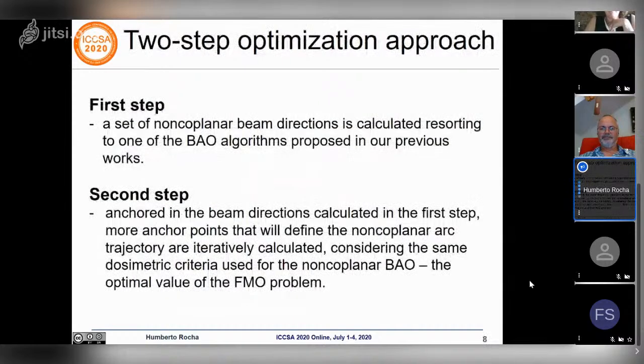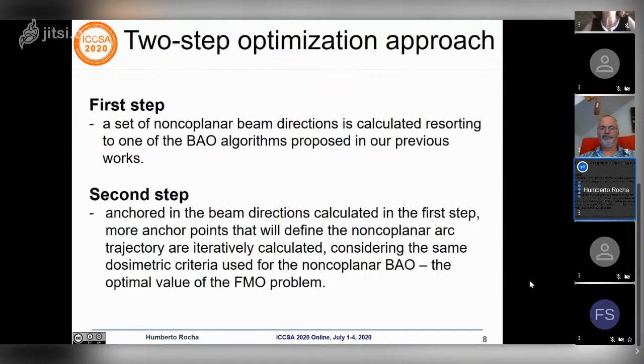We will consider a two-step optimization approach in order to identify the best possible directions where the non-coplanar arc should path. We start by calculating a set of non-coplanar beam directions using one of the beam angle optimization algorithms already proposed by us. Then, and it's not new, this first step, then in a second step, anchored in the beam directions calculated in the first step, we will compute more anchor points, and these anchor points will define the non-coplanar arc trajectory, and this computation is iterative.